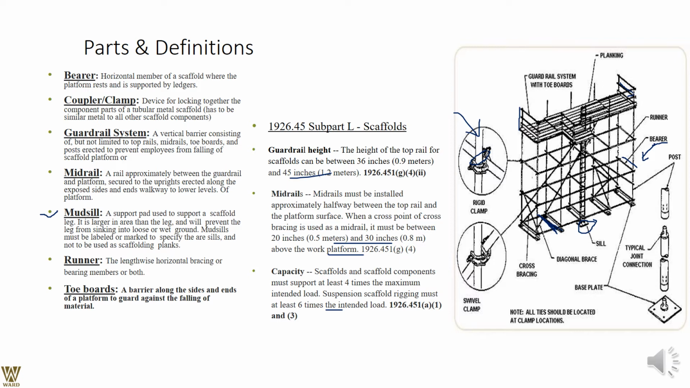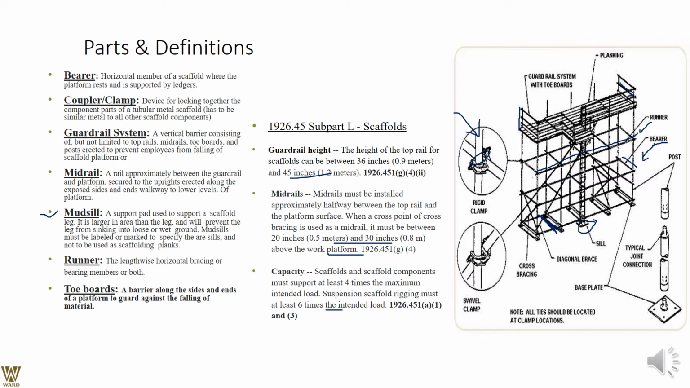Mudsill, everybody can understand. It is larger in area than the leg and will prevent settling, which is the specificity that is required. Then there is something called a runner. Now, what is a runner? If you have the bearer, which is the horizontal part, the runner is the longer part that comes around it. Here is the runner. It is the lengthwise horizontal bracing bearing the members for both sides. That is what a runner is.